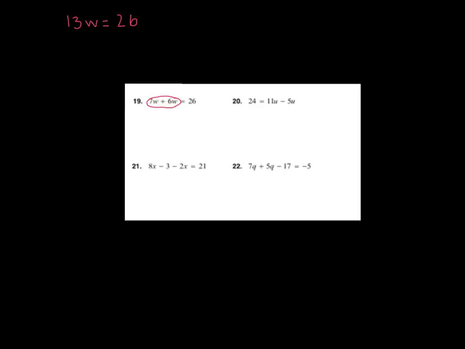So now is when I'm going to use my inverse operations. So the opposite of multiplying by 13 would be to divide by 13. 13 divided by 13 leaves me 1w, and 26 divided by 13 is 2. So at this point you could plug in 7 times 2 is 14, 6 times 2 is 12, and 14 plus 12 is 26. Okay? Alright, let's go ahead and see if you can pause and do number 20 on your own.